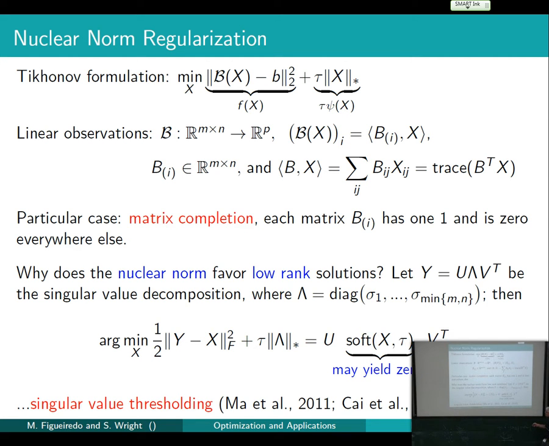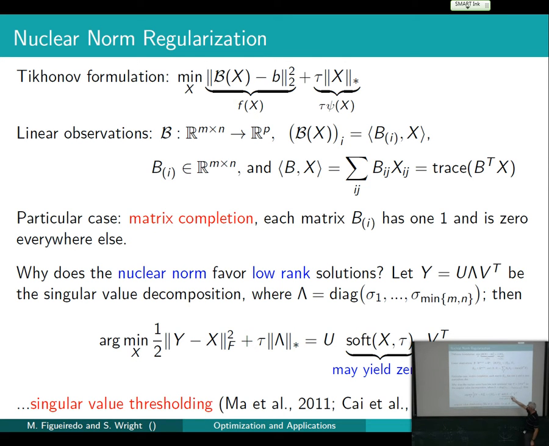So Y is the matrix that we're given, and X is going to be the version of Y after we've done this regularization on it. If tau were equal to zero, X would just be equal to Y, and we're done. But we want to come up with a lower rank version of Y. That's the purpose of this. So this is giving us a lower rank version.